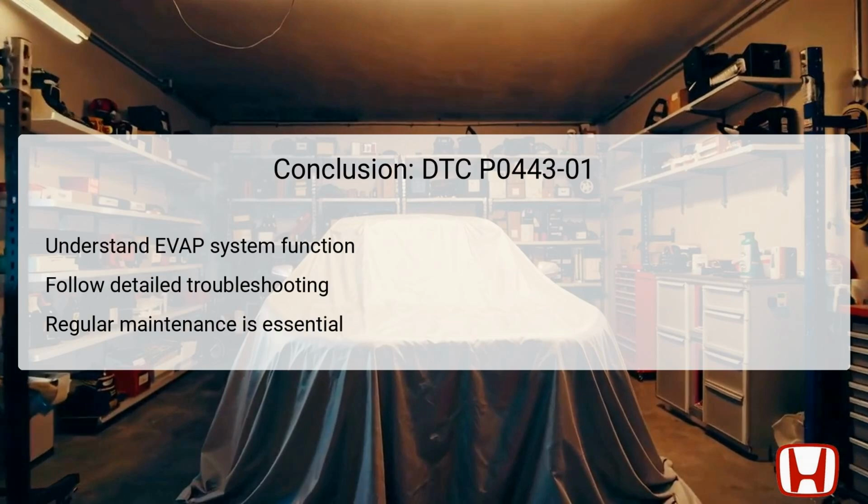In conclusion, DTC P0443-01 highlights a critical malfunction within the evaporative emission system, specifically with the canister purge valve circuit. Understanding the function of each component, including the PCM and valve, is essential for effective troubleshooting. Following the detailed steps outlined in this guide ensures a systematic approach to diagnosing the issue, leading to efficient repairs.